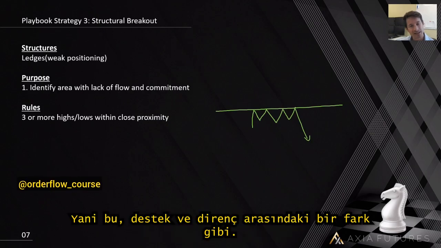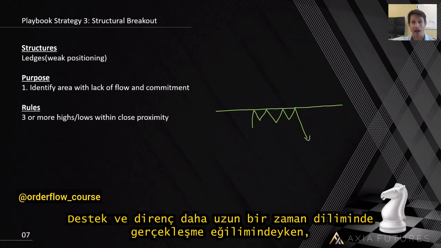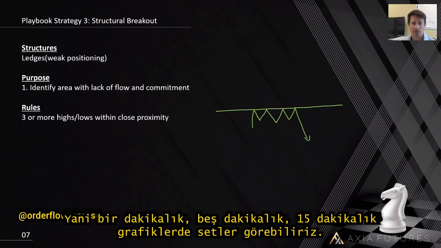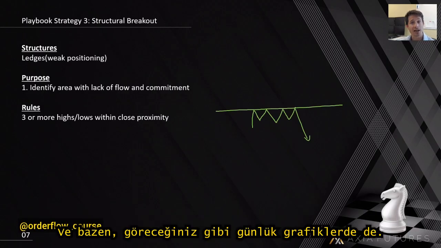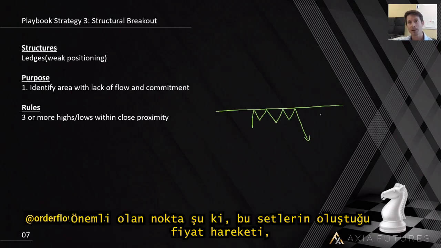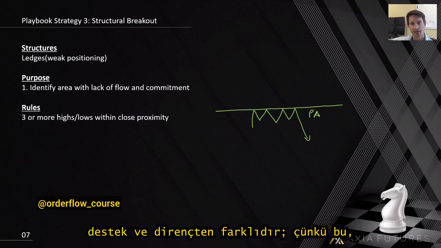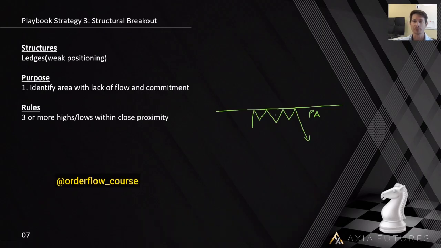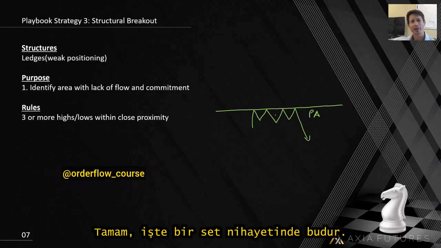The slight differentiation from support and resistance is that support and resistance tends to happen over a longer period of time, whereas ledges tend to occur over different degrees of time. So we can get ledges on 1 minute charts, 5 minute charts, 15 minute charts, and sometimes, as you'll see, on daily charts. The point is that the price action where these ledges are formed is different to support and resistance in the sense that it's the inability of anyone really to transact at those levels. So that's what a ledge ultimately is.